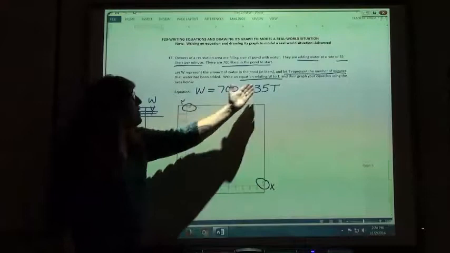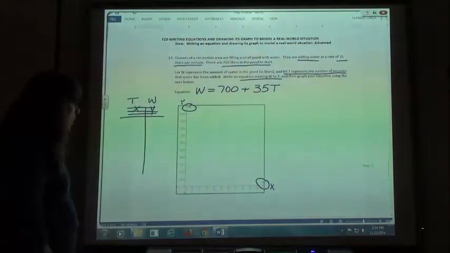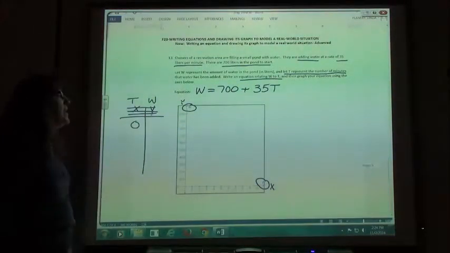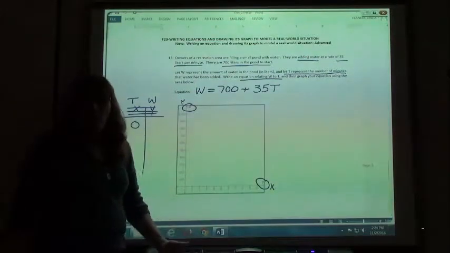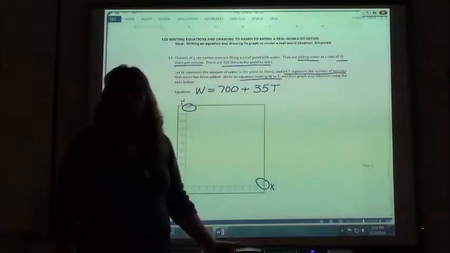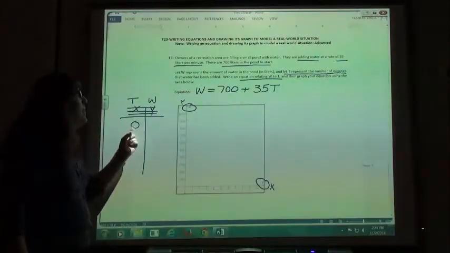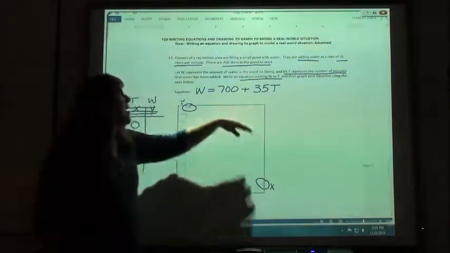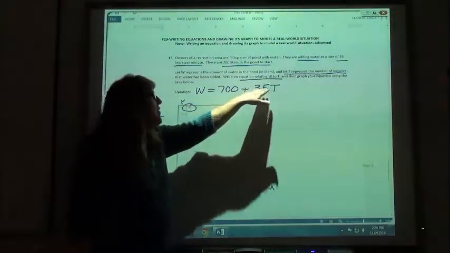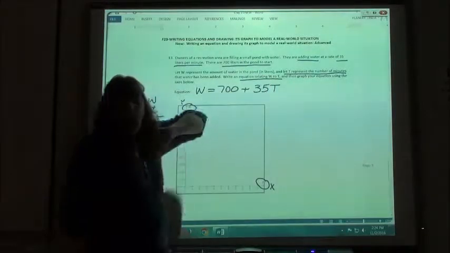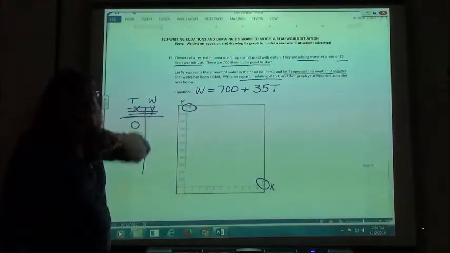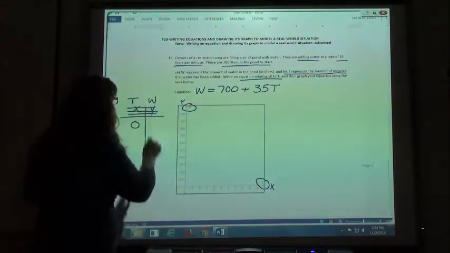I now want to graph this equation. So I always like to use 0. I can't run water less than 0 minutes, but I could run the water 0 minutes. If I put 0 in my equation, 700 plus 35 times 0, well, if I don't run the water any extra minutes, I'm not going to add any extra water. I'm just going to get my 700.